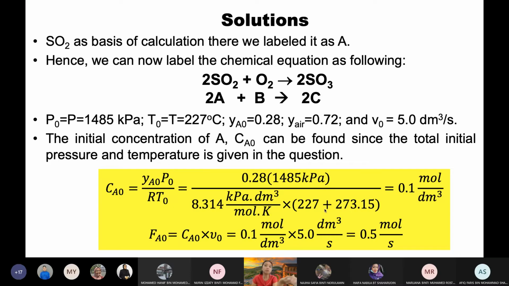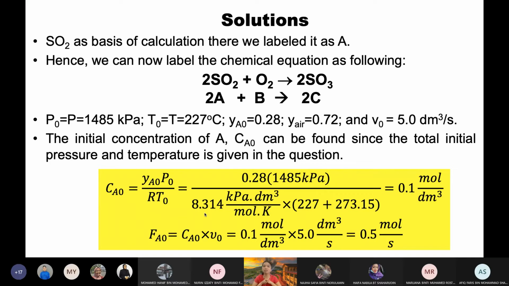My initial temperature was 227. I convert to Kelvin, just plus 273.15. You multiply, you will get your CA0 finally 0.1 mole per dm cube. So that is the initial concentration of your A. Tapi belum habis lagi kan, kita nak cari FA0 kan. So lepas dah dapat CA0, baru kamu boleh dapat FA0.